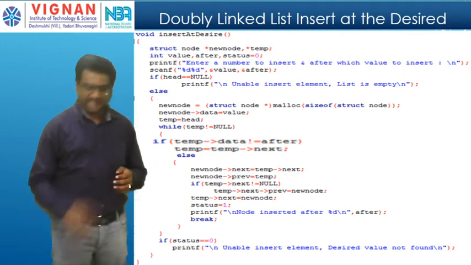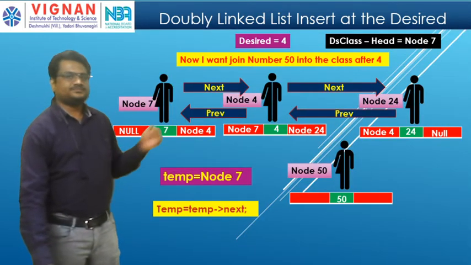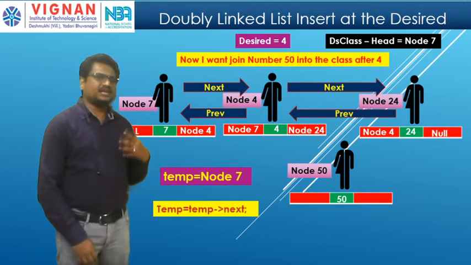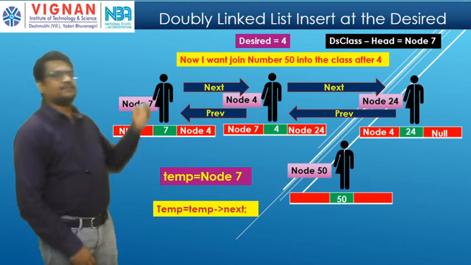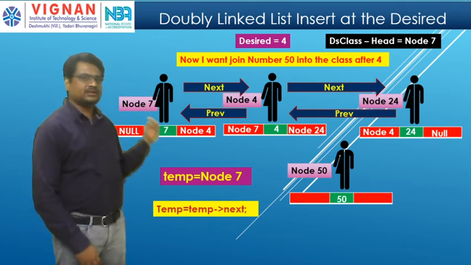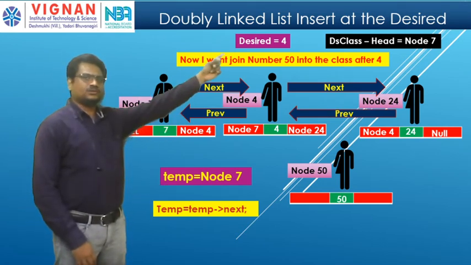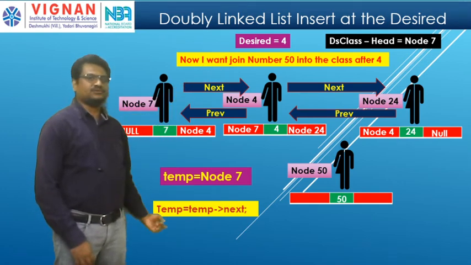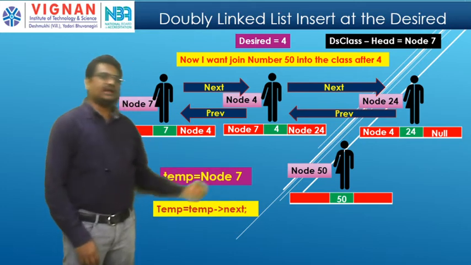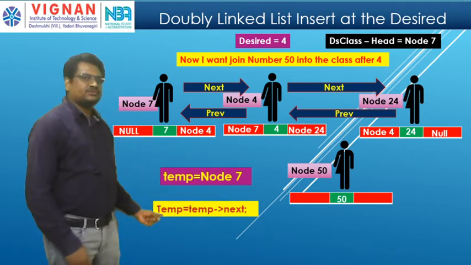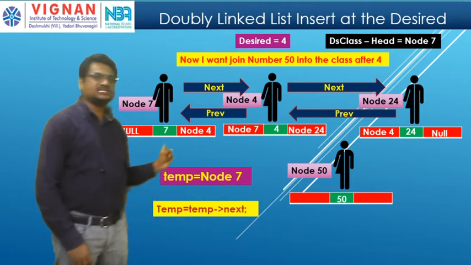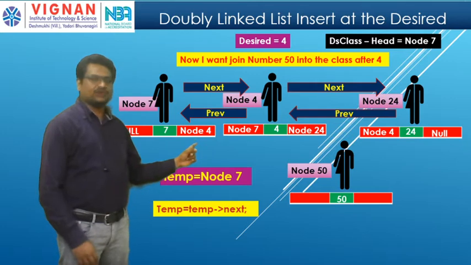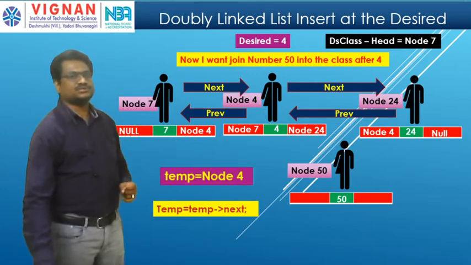Okay, let's see how it is happening. Now see, temporary node equals 7. Am I right? Here I am checking whether it is the desired element or not. Is node 7 desired? No, desired is 4. Here node 7 is not equal. So next what do I have to do? I have to move. Next, if I move, temporary equals temporary next. What is temporary next? Here node 7 is temporary. Am I right? So temporary next means node 4. Now the temporary variable stores node 4.